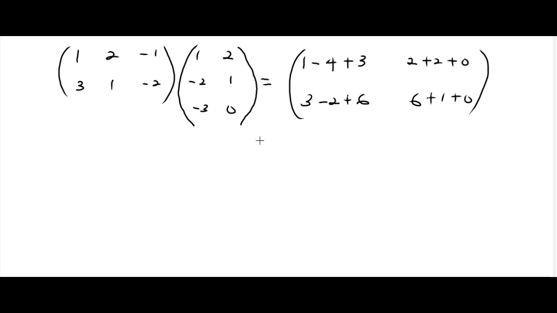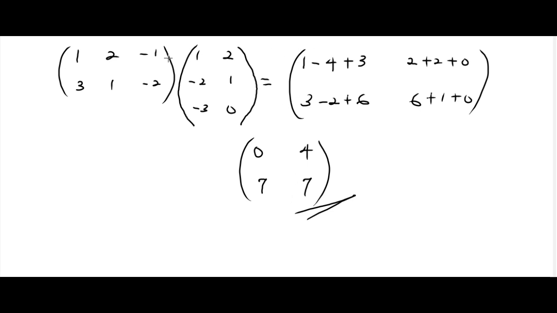Alright? So we have 1 plus 3, that is 4. 4 minus 4 is 0. Then 2 plus 2 is 4. 3 minus 2 is 1. 1 plus 6, that is 7. 6 plus 1 is 7. So the product of the two matrices, we have 0, 4, 7, 7.